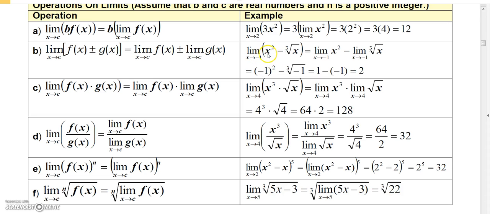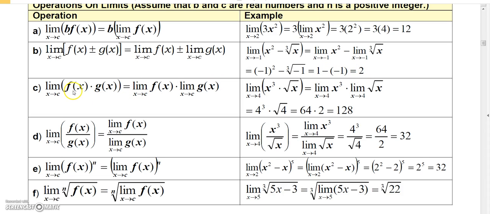So here the limit of x squared minus the cube root of x as x approaches -1 is actually the same as the limit of x squared as x approaches negative 1 minus the limit of cube root of x as x approaches negative 1. And so the limit of x squared as x approaches negative 1 is just negative 1 squared, which is 1. The limit of cube root of x as x approaches negative 1 would be the cube root of negative 1, which is negative 1. So you'd have 1 minus negative 1, which is 1 plus 1, which is 2.